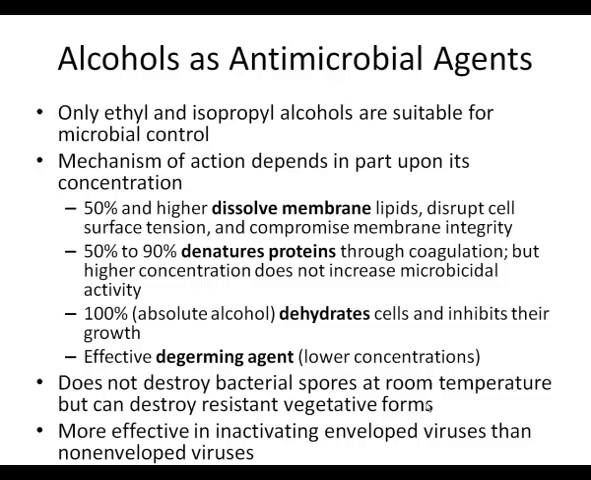This is a very effective degerming agent in lower concentrations. Most of our hand sanitizers, the number one ingredient is alcohol. This does not destroy bacterial spores at room temperature, but it can destroy resistant vegetative cells. This is why hand sanitizer is so much better to use than these antimicrobial soaps. It is more effective in inactivating enveloped viruses than non-enveloped viruses, and that is purely because of that lipid envelope. It's going to start destroying that, and it can then get to that capsid much easier.